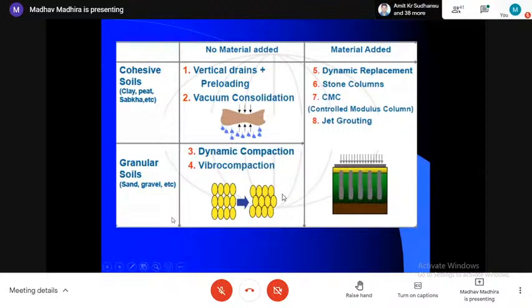In the second variety, you can have dynamic replacement. I push granular material into the ground by heavy tamping. We can have stone columns using vibro needle. We can have controlled modulus columns, which means I can inject cement or lean concrete instead of granular material. The last one is very powerful, wherein you can inject cement at very high pressure, dry jet, and the ground becomes very strong and stiff.